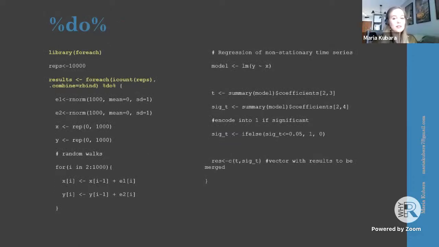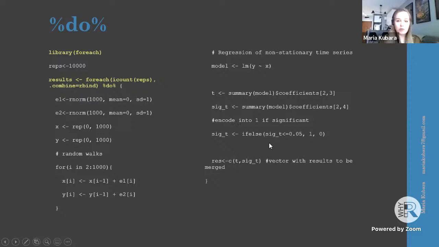So to take the step towards parallel computing, you need to change your traditional for loop to the do loop from the foreach package. It's not that much different. You just have a slightly different call of the for loop in here. Basically, it does the same thing.